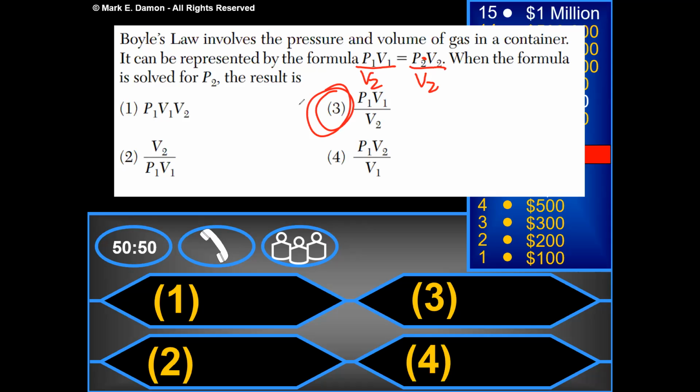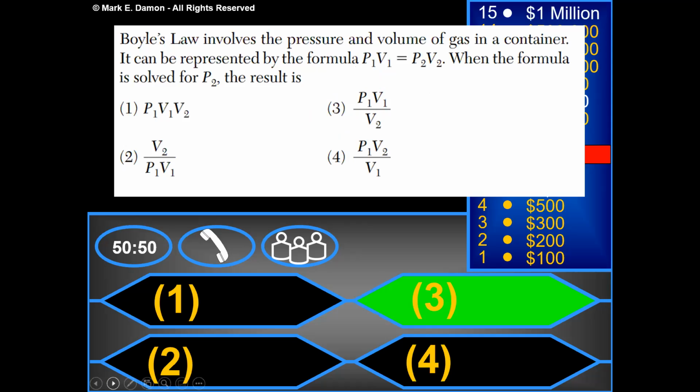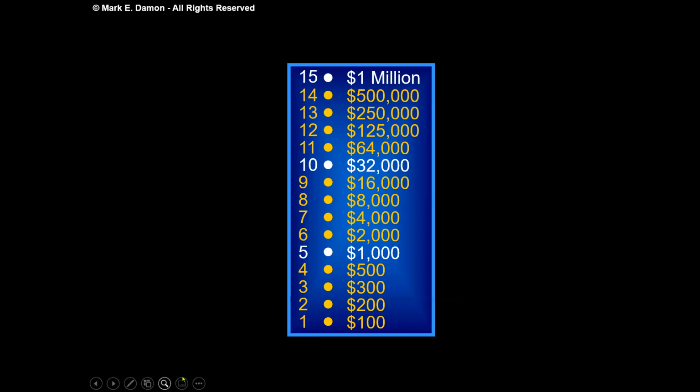$4,000 to you guys who chatted me that 3. Let me clear my ink and we'll move it along. Great job. Okay, next question. 8,000 points. All right, here we go.